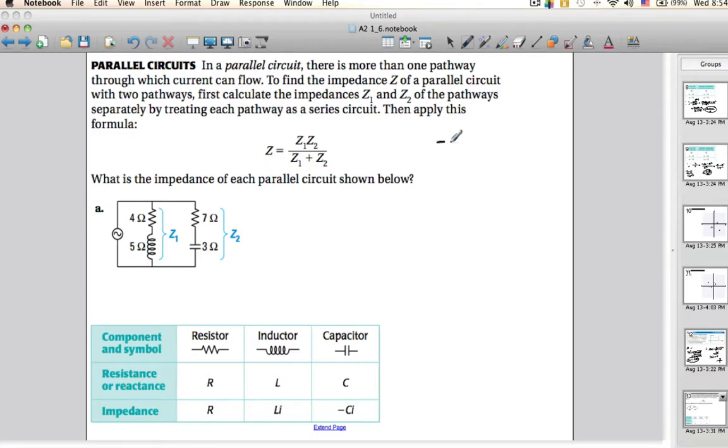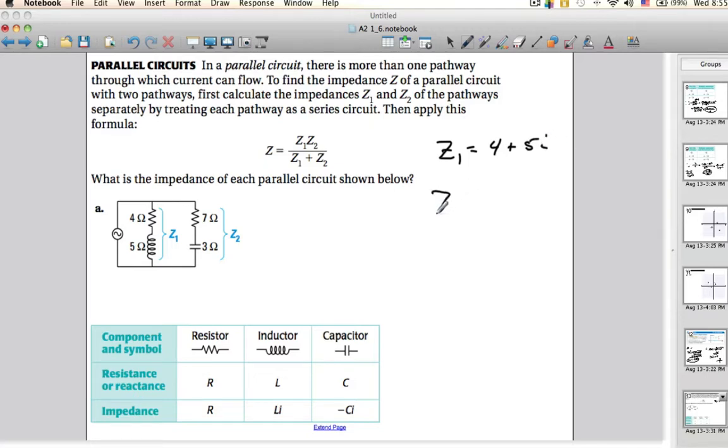So first I want to figure out what Z1 is. If you look here, I have a resistor and I have an inductor. We want the impedance, right? So we're taking a look at that. It's just going to be the number for the resistor, but for the inductor, it's the number times i. So it's going to create an imaginary number. We actually add them up, so it's going to create a complex number. So this would be 4 plus 5i.